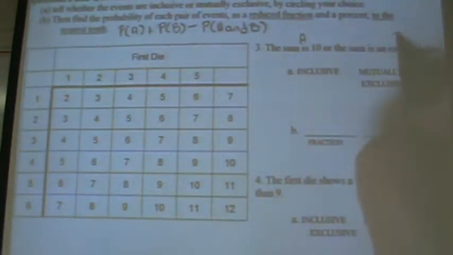So given the table on the side here, for number 3, we're told that event A is that the sum is 10, and event B is that the sum is an even number. So if we look at our table, all of our options are given right here. For event A, we're looking for where the sum is 10. So that's anywhere on our table that we have a 10. Those 3 spots are where we can have a sum of 10.